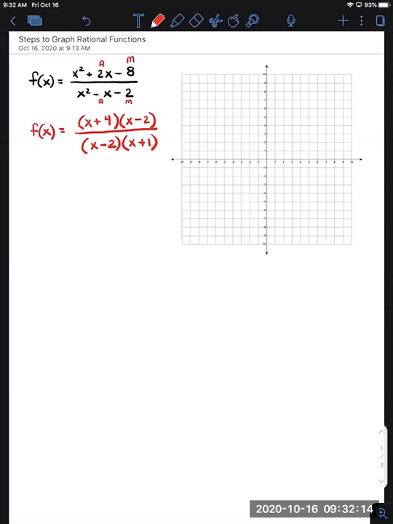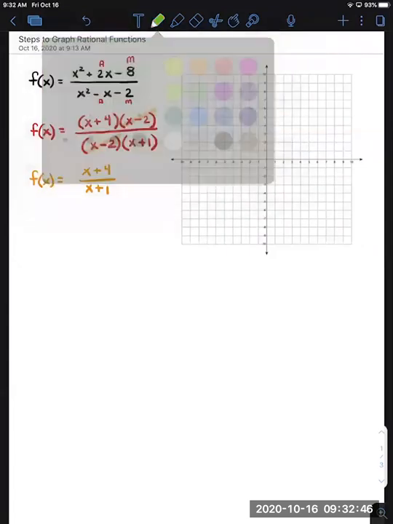The second step is to cancel any common factors. So I can see that I have an x minus 2 at the top and the bottom. So I'm going to cancel those out. And our equation becomes x plus 4 divided by x plus 1. That is our simplified equation that we're going to use to do the rest of the properties. So that was step number 2.